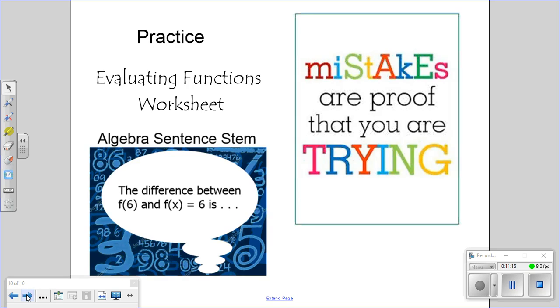Okay, before you move on to the next video, the thing that I would like for you to consider is the difference between writing f of 6 and f of x equals 6.